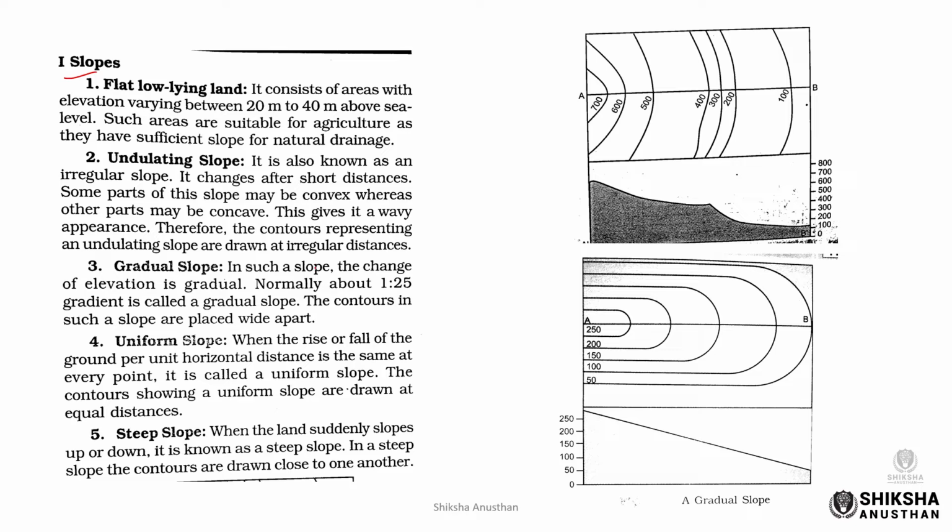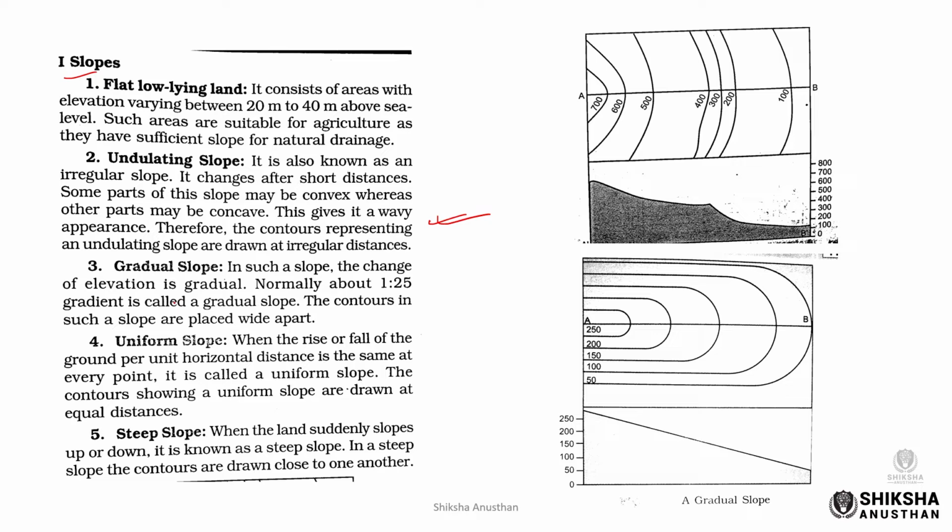Then undulating slope. It is also known as irregular slope. It changes after short distances. Some part of this slope may be convex, whereas some part may be concave, and this gives a wavy appearance. Therefore, the contours representing the undulating slope are drawn at irregular distances.